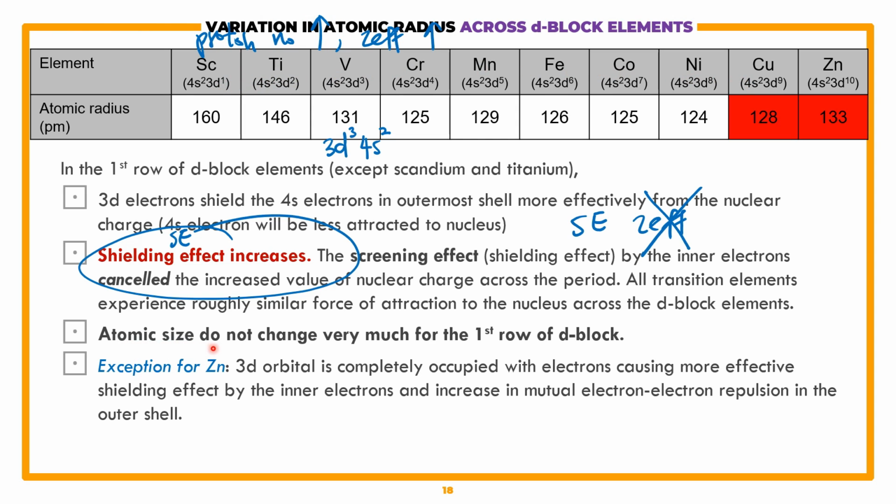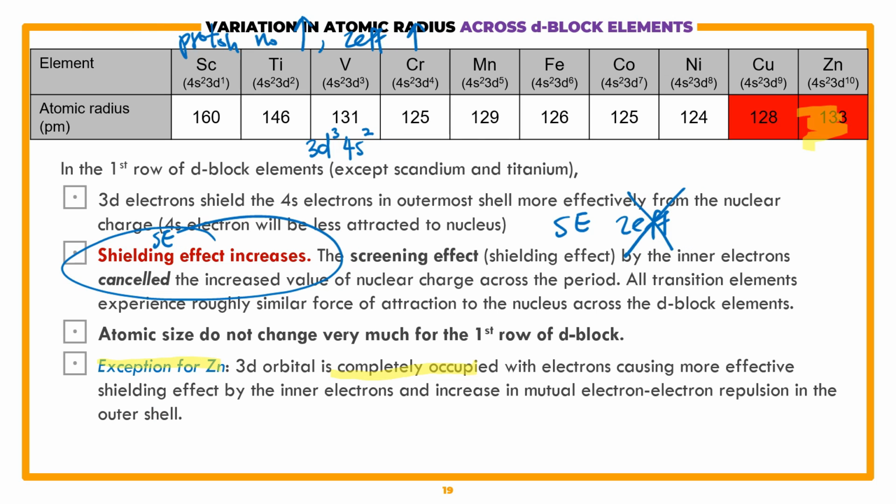So atomic size do not change very much for the first row of the D block, okay, which is for transition metals. Perubahan size of atom untuk transition metals pada period 4 ini adalah okay, lebih kurang sama. Tidak banyak perubahan pada atomic size mereka.